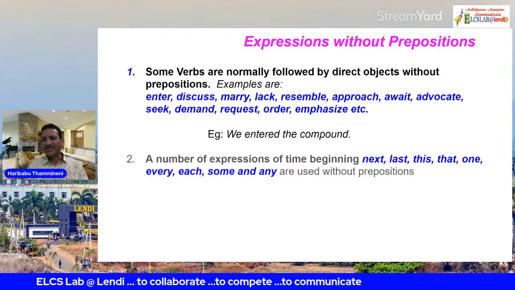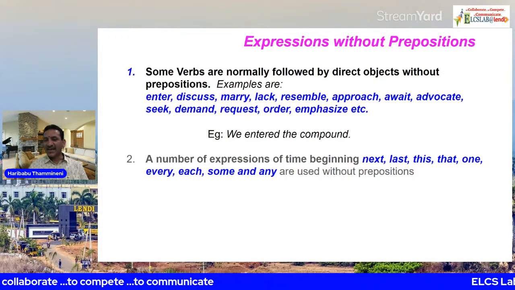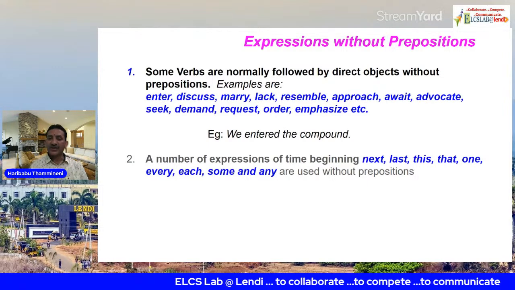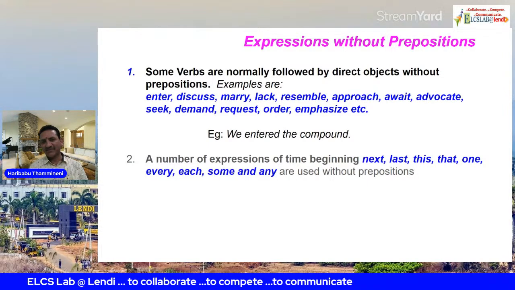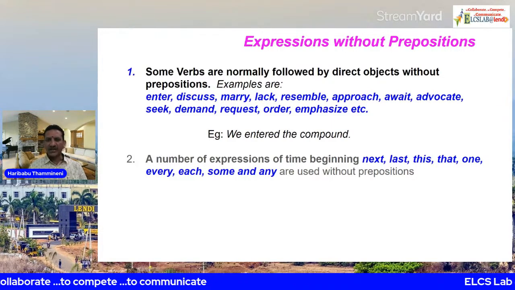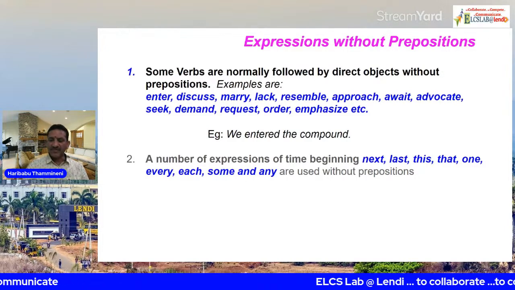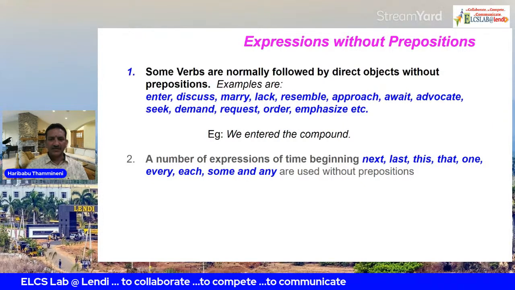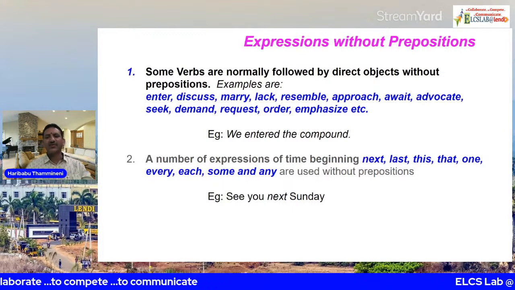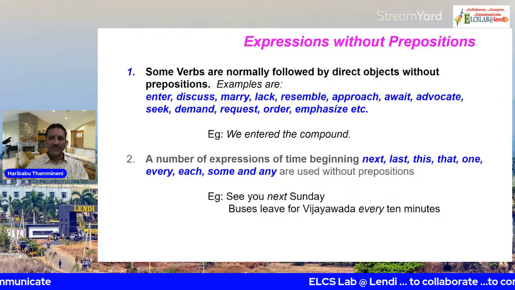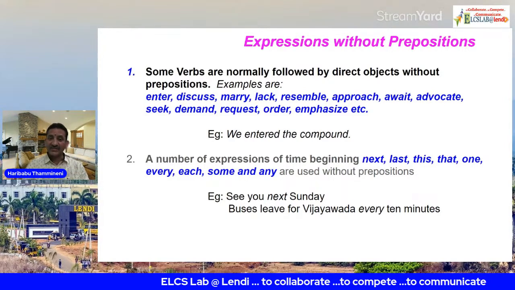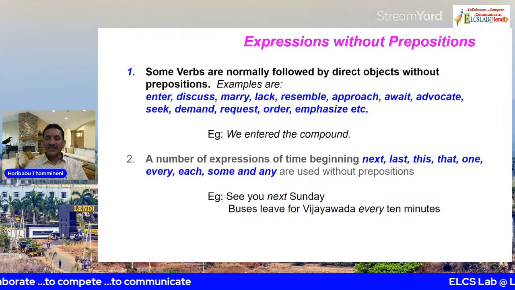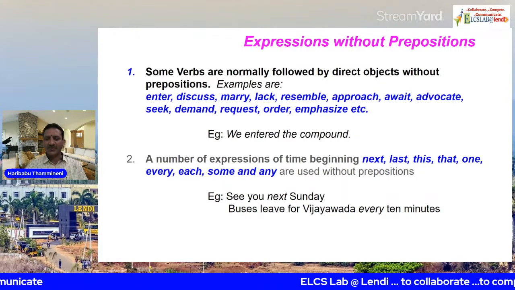So you have another one also, a number of expressions of time, beginning with next, last, this, that, one, every, each, some, and any, which are used without prepositions. We should not say on next Sunday. We can say next Sunday, last night, this morning, that morning. If you come across these expressions, we cannot use any of the prepositions. An example: see you next Sunday. We should not say see you on next Sunday. Buses leave for Vijayawada every 10 minutes. You need not use for, because the preposition is already understood in the sentence. It is easily carried out with its meaning.